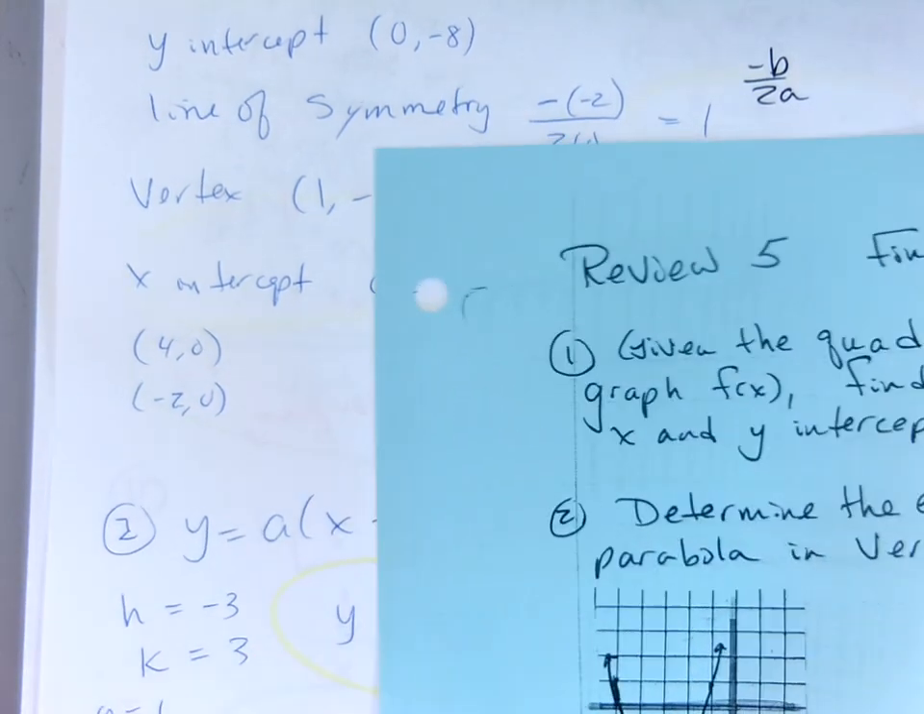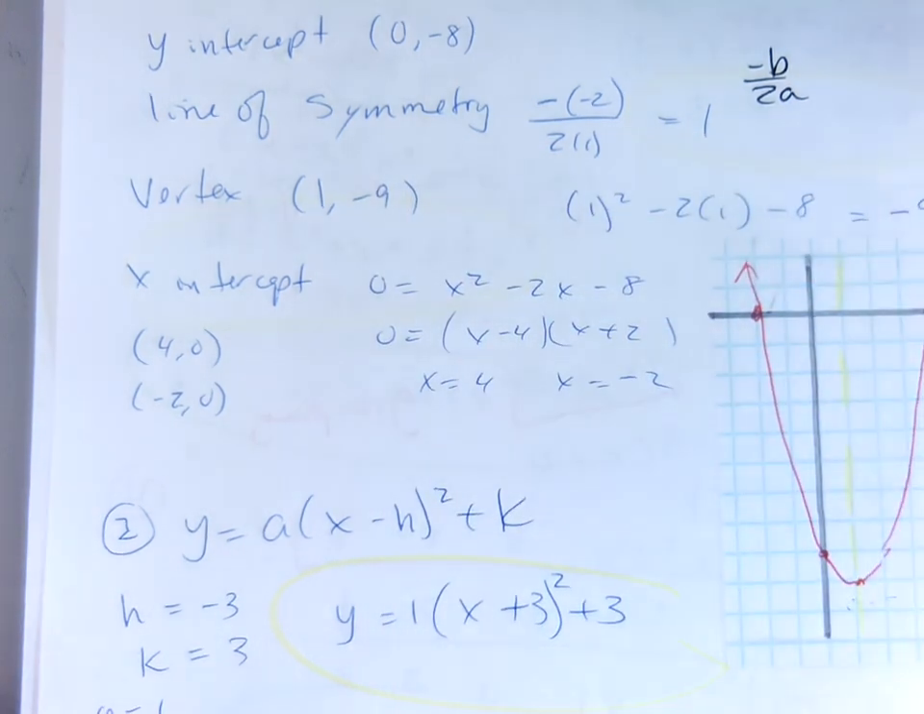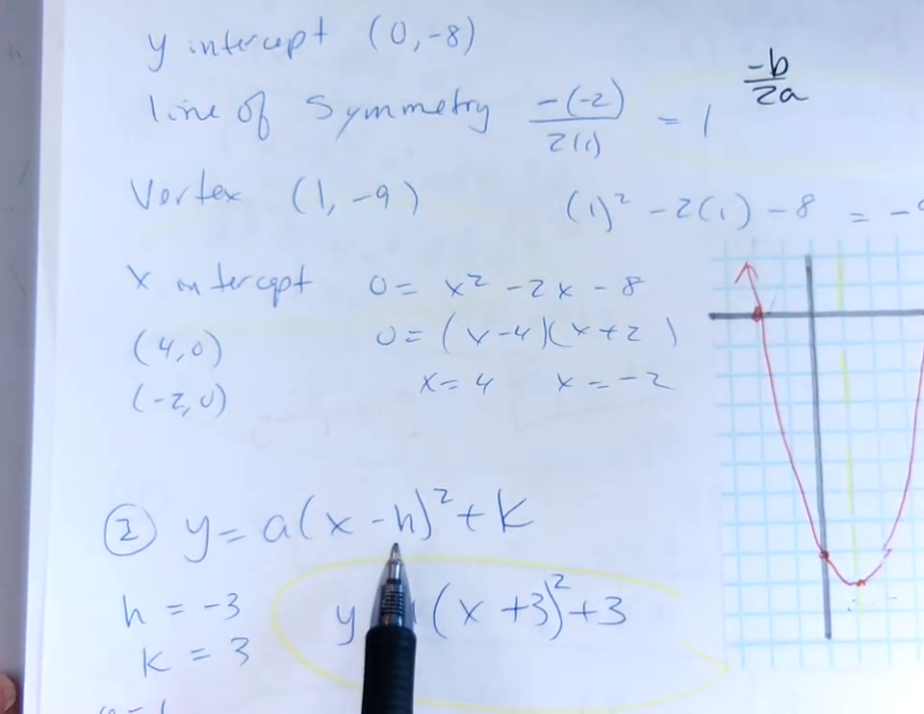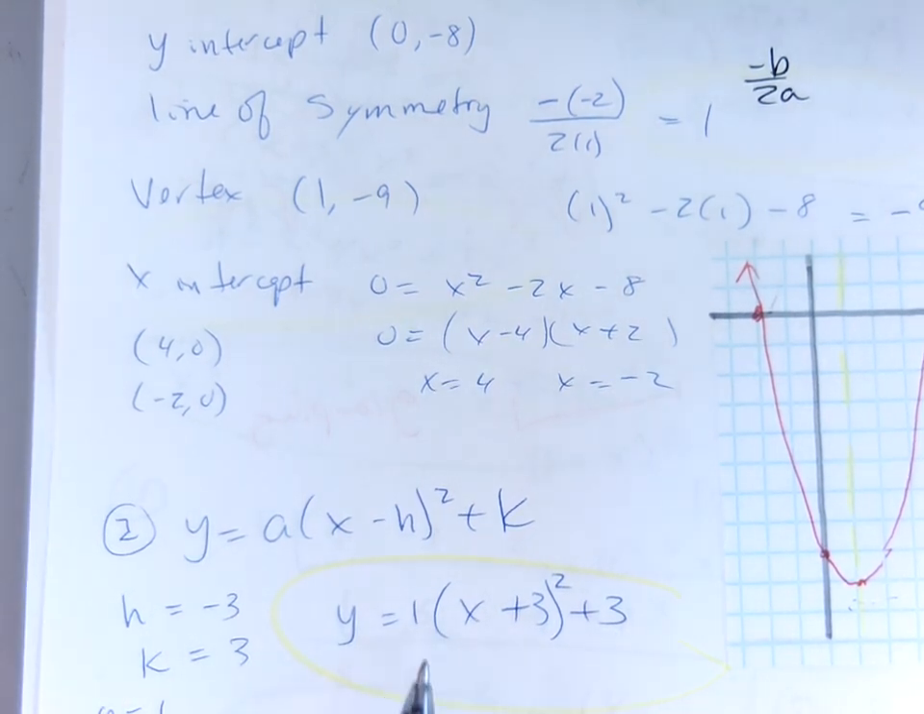H and K, H is -3 and K is 3. So I plugged those in as H, so I got positive 3 squared, and K. I know that the value of A is 1 because it's the standard parabola, okay?